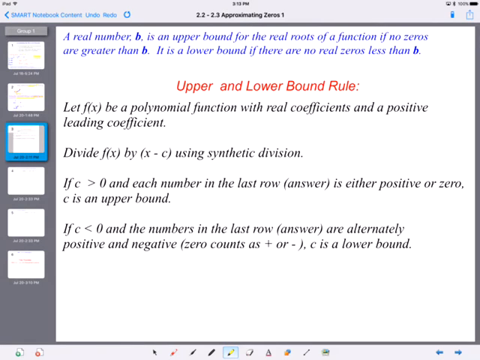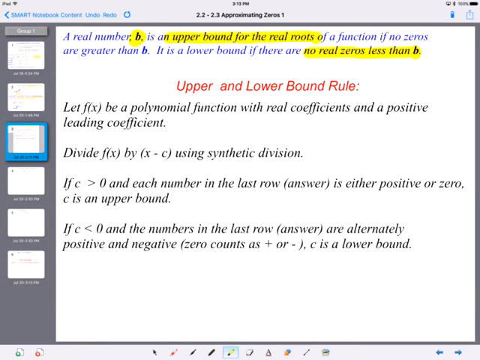So once again, kind of a lot of information here, and then we'll go through and look at an example. A real number b is an upper bound for real roots of a function if no zeros are greater than b. So once again, this value is an upper bound for real roots as long as there's no zeros greater than that value. And it is a lower bound if there are no real zeros less than b. Alright, so how do we find that upper and lower bound? We're basically trying to figure out what section of the graph we can focus on as to where it's crossing the x-axis.